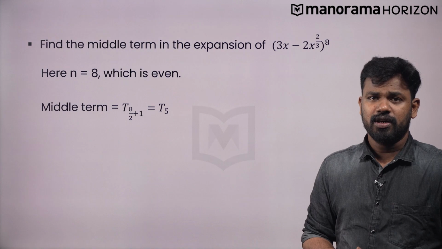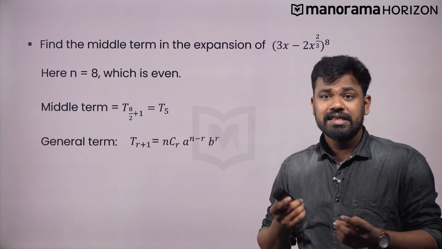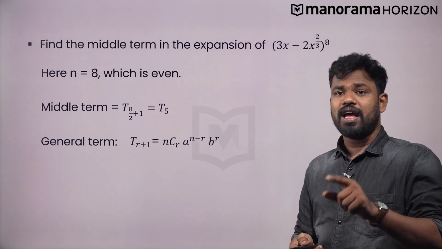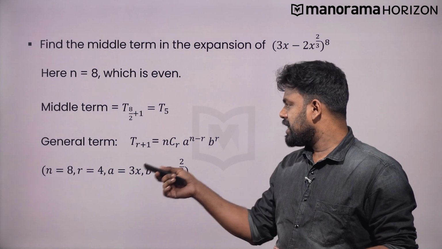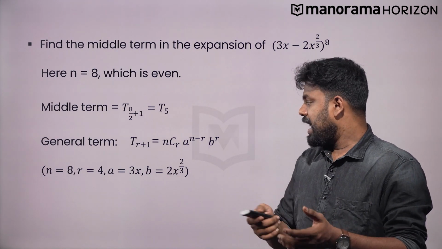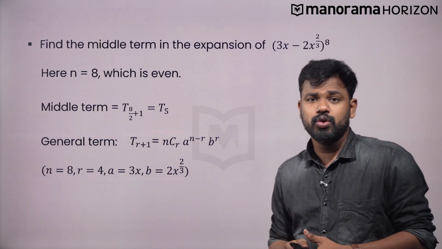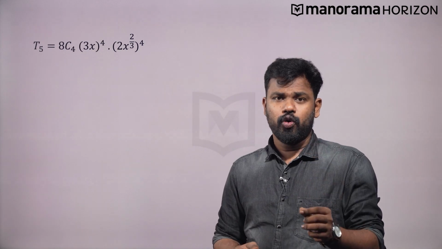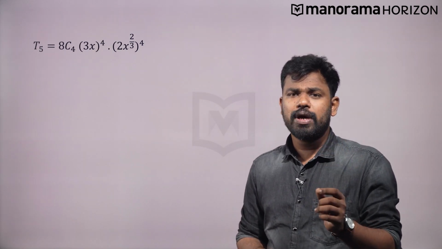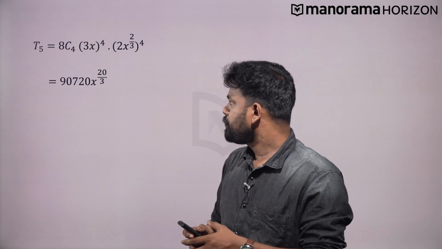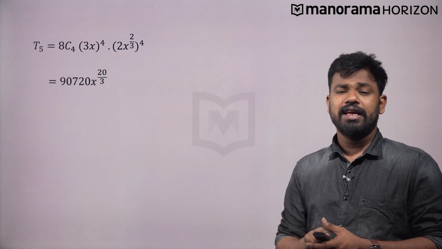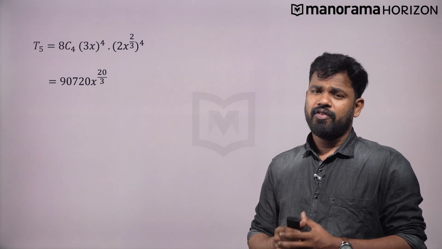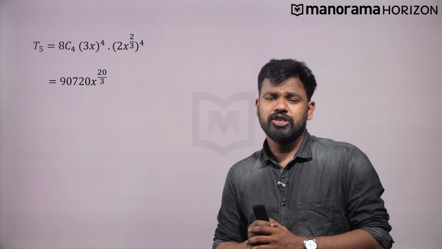So when the middle term is the fifth term, the general term formula T(r plus 1) is nCr a raised to n minus r b raised to r, and in this equation we have to substitute the values and solve. When you substitute, n is equal to 8, r is equal to 4, a is equal to 3x, and b is equal to 2x raised to 2 by 3. Now, putting all the values, we get T5 is equal to 8C4 (3x) raised to 4 into (2x raised to 2 by 3) the whole raised to 4. Doing all the final calculation, you will get 90,720 x raised to 20 by 3. If you have any doubt, you can do the calculations here and check.